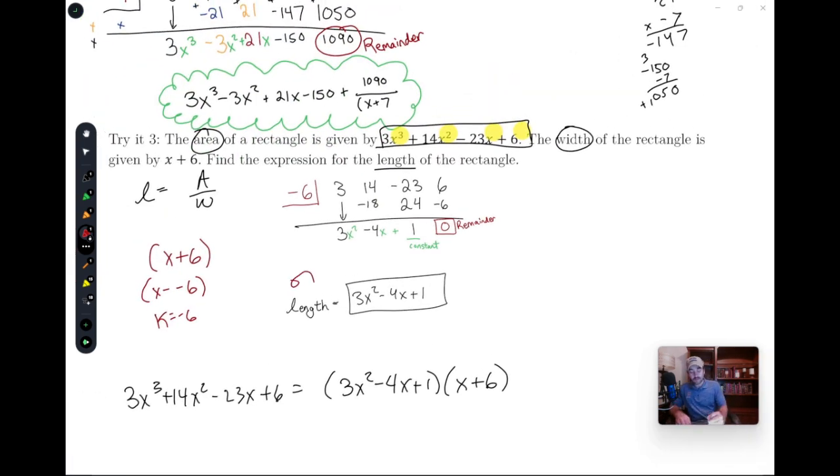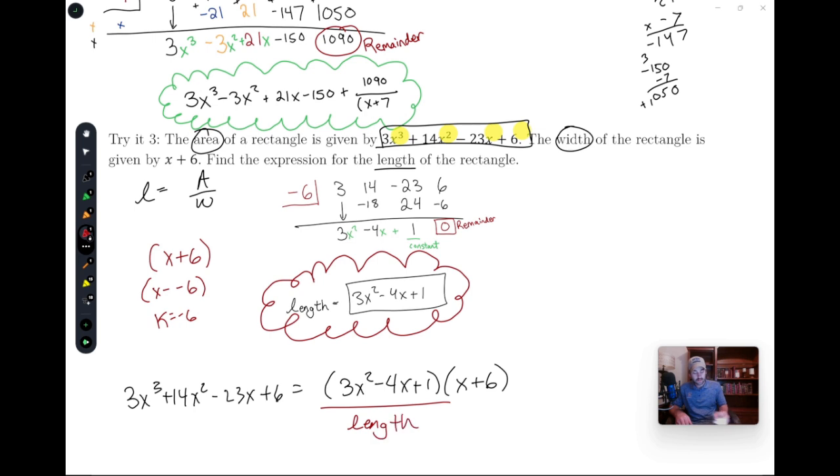But the answer to the question was the length that we got right there. That's the length. This is the width. And our total was the area.